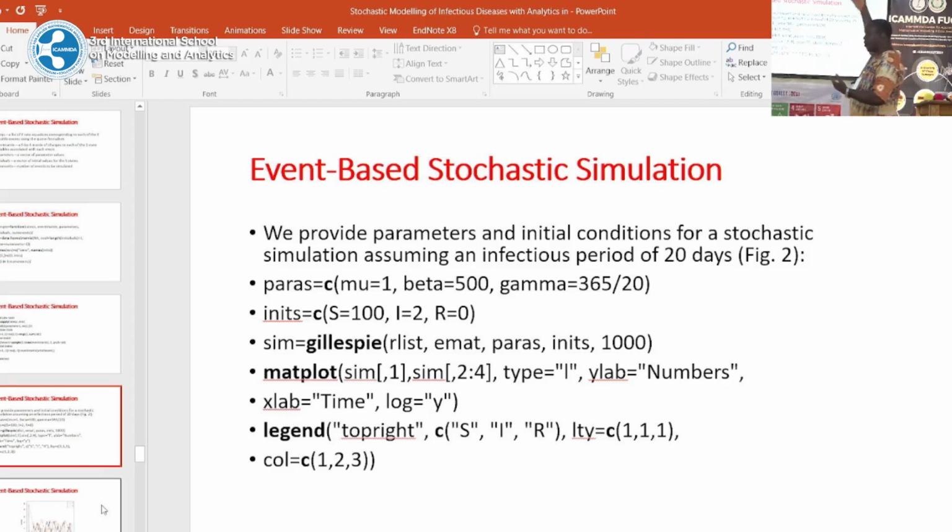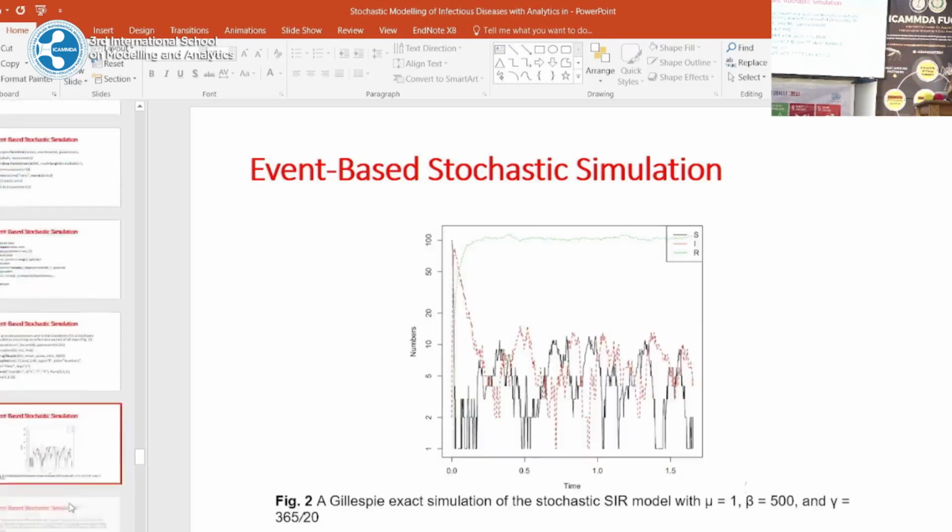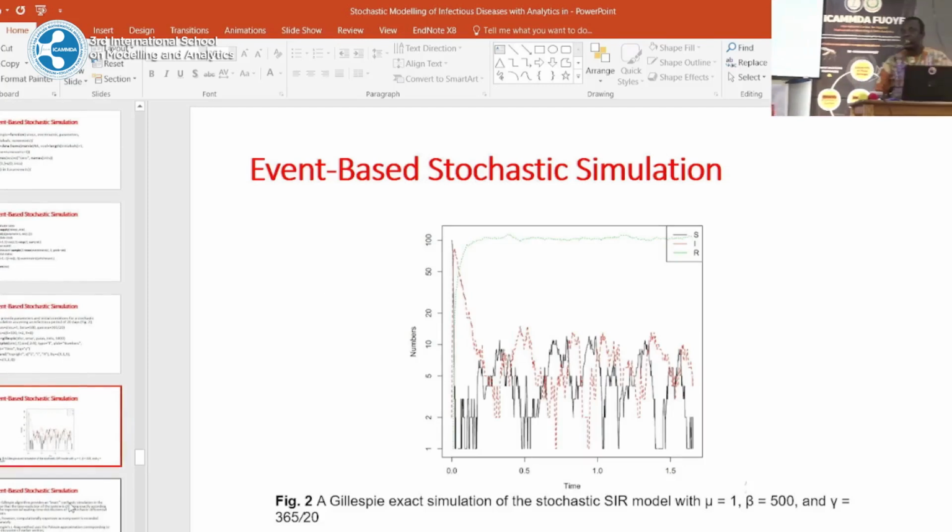The ylab is the number, which is the y-axis. The type we want is a line. And then the xlab is the time. And then we transform the y-axis with a logarithmic transformation. And then we have the legend. The legend is the way we want our SIR to be placed on the graph. And then we have the columns 1, 2, 3, and all that. So we are going to run this, and we are likely going to get something like this.